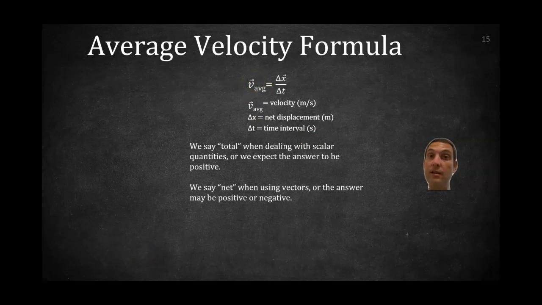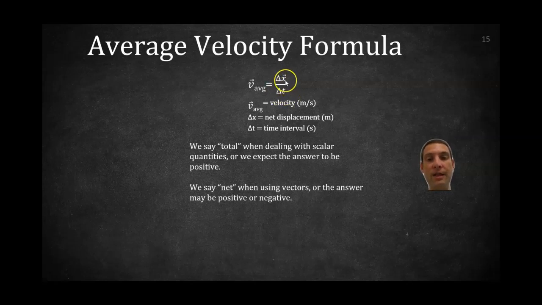For the average velocity formula, notice that the v average now has the vector notation above it. That indicates it's velocity, so direction matters. Same with our x. This is now delta x. This is our net displacement. Still measured in meters, but it's net displacement divided by our time interval.